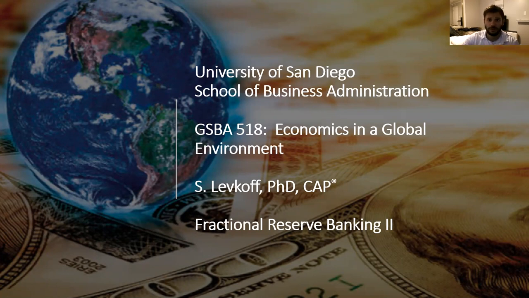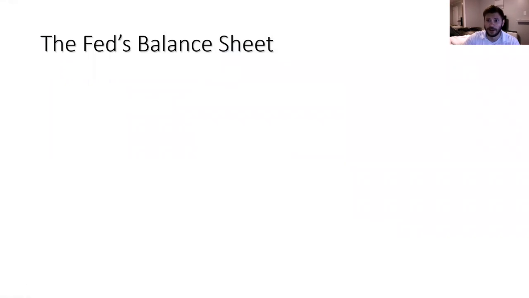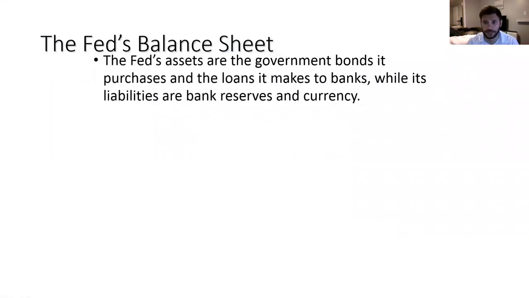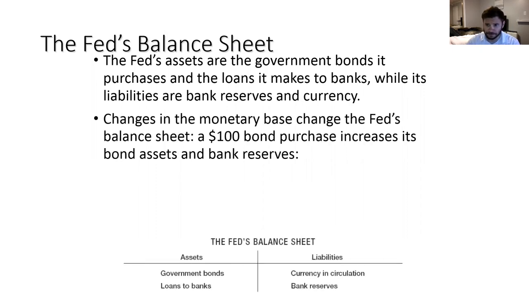We're going to start off looking at the Fed's balance sheet. And hopefully, as you may be familiar with, a balance sheet is showing us a balance of assets against the liabilities that are generated when the assets are held. And the Fed's assets are really two things. It holds government bonds and it makes loans to banks. And the liabilities that the Fed has on its balance sheet are both the currency in circulation as well as bank reserves.